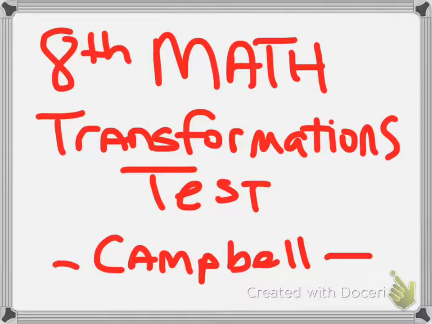Number 3, which representation of a transformation on a coordinate grid does not preserve congruence? Look at A, B, C, and D. Again, I can read them all out, but it would probably be more confusing. But which representation of a transformation on a coordinate grid does not preserve congruence?